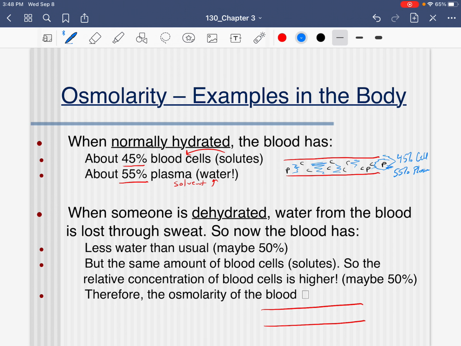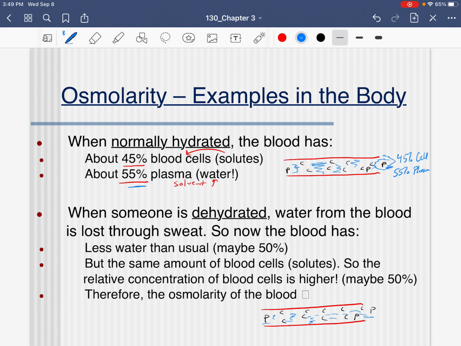But another way is to alter the amount of solvent. Not only can we alter the solute, but we can alter the solvent. Think about when you are dehydrated. When you're dehydrated, we're still going to have very close to the same amounts of cells, platelets and other goodies. So we still have the same amount of solutes. But what we've done, when you're dehydrated, is we have less water.